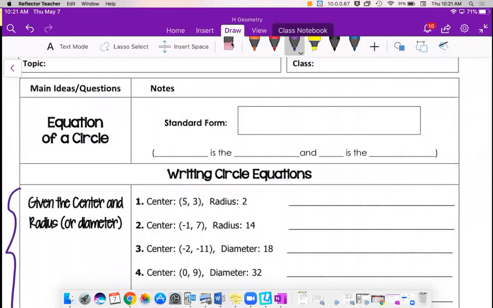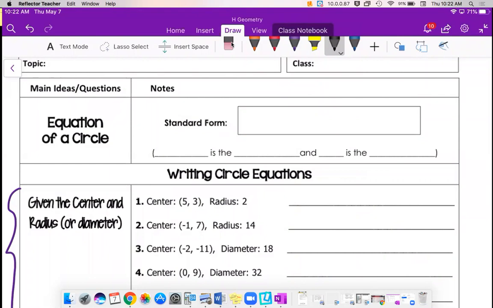So the very last thing we're going to learn about is the equation of a circle. This is pretty important for Algebra 2 because we are going to assume that you guys understand this, and we're not going to spend a whole lot of time on reteaching this. We're just going to use this and go a little bit more in depth. So make sure you guys know how to do this for next year.